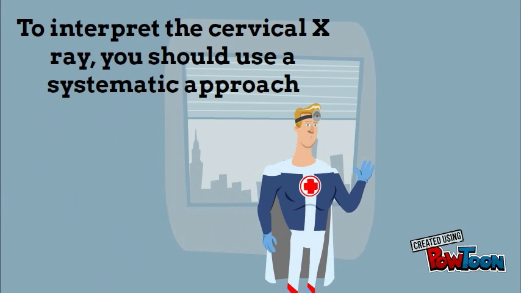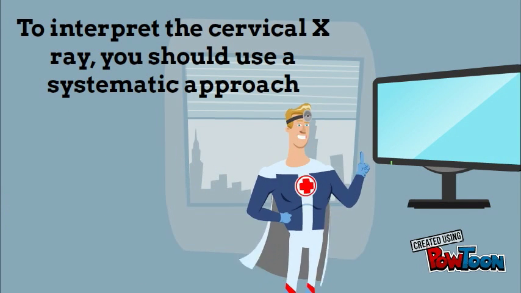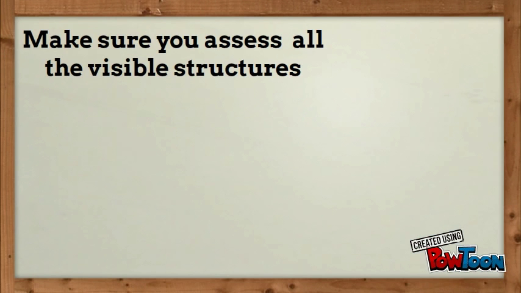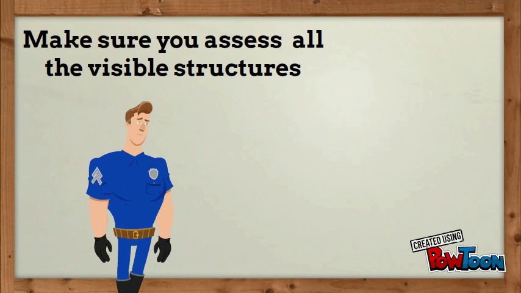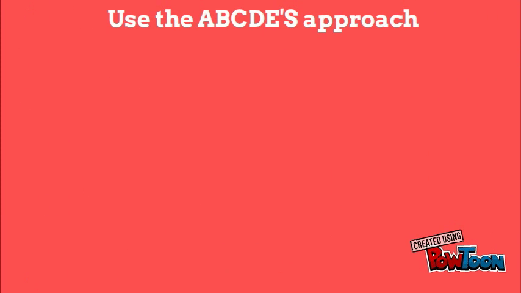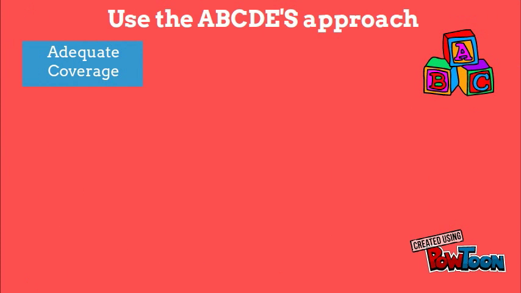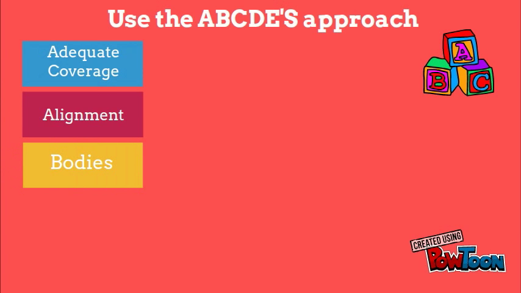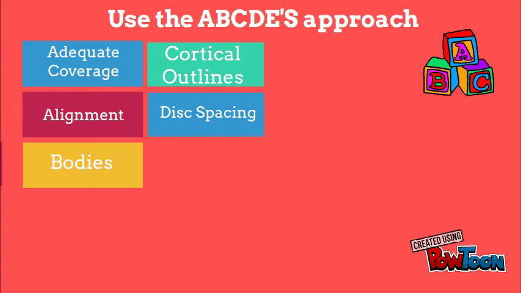To interpret the cervical X-ray, you should use a systematic approach. Make sure you assess all the visible structures. Use the ABCDEs approach. A. Adequate coverage. A. Alignment. B. Bodies. C. Cortical outlines. D. Disc spacing. E. Edges and soft tissue.